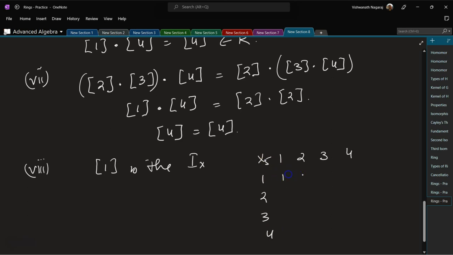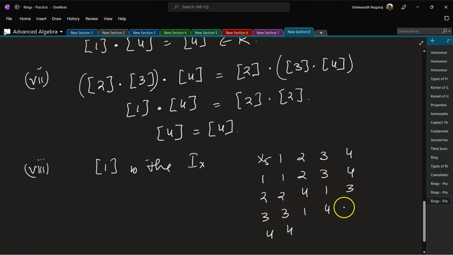So 1 times 1 is 1, 2, 3, 4, 2, 3, 4. 2 times 2 is 4, 4 mod 5 is 4. 3 times 2 is 6, 6 mod 5 is 1. 4 times 2 is 8, mod 5 is 3. 3 times 2 is 6, 6 mod 5 is 1. 3 times 3 is 9, 9 mod 5 is 4.